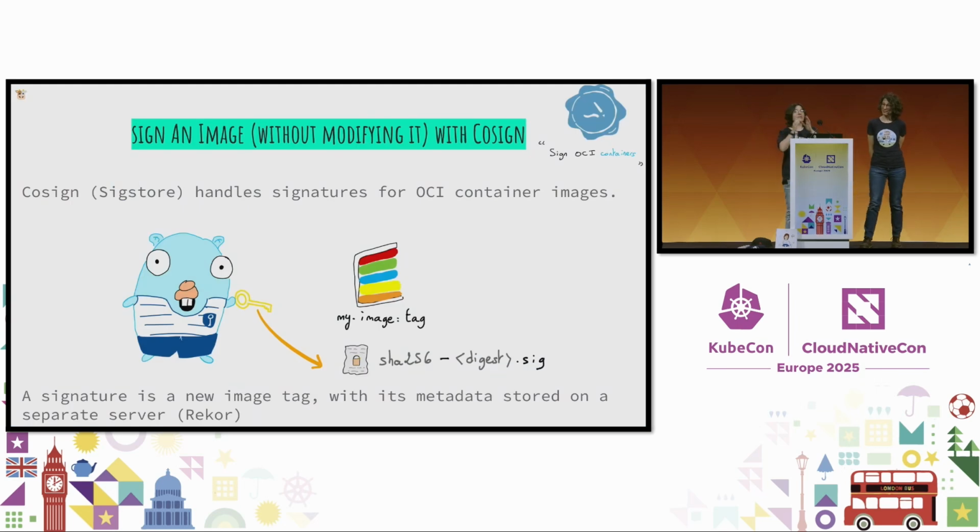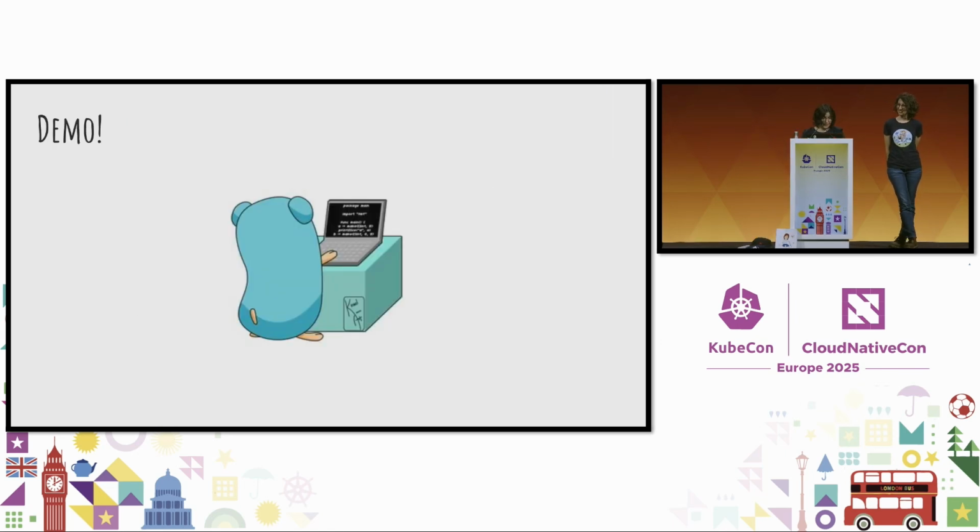So, cosign is a tool that will allow you to sign an image without modifying it. And the signature is a new image tag in the format sha256-digest.sig. And the final demo?